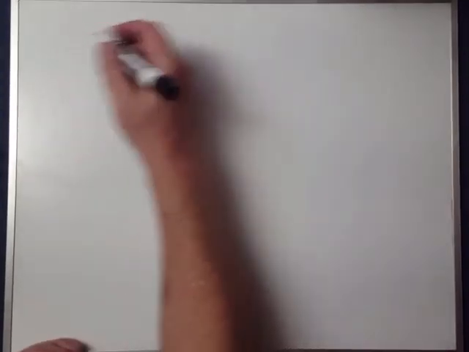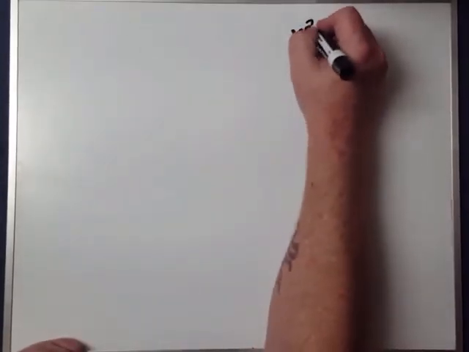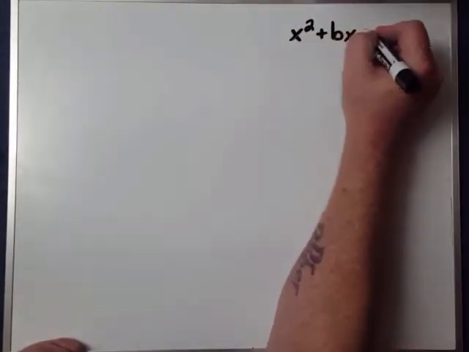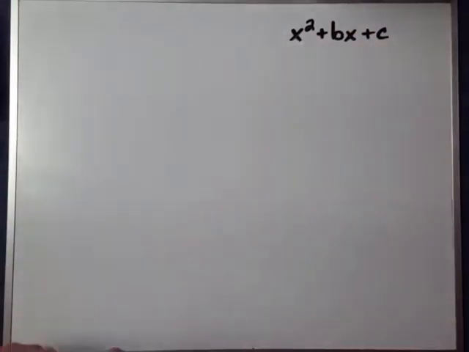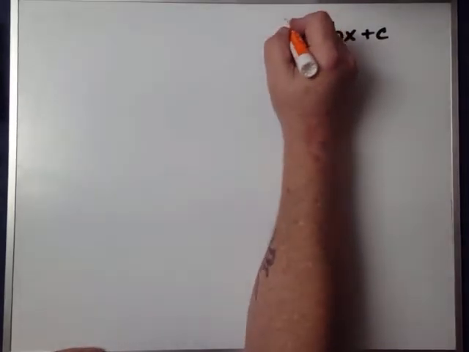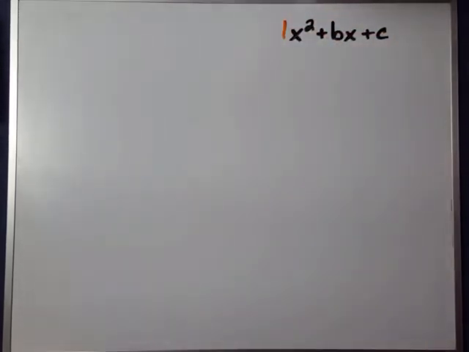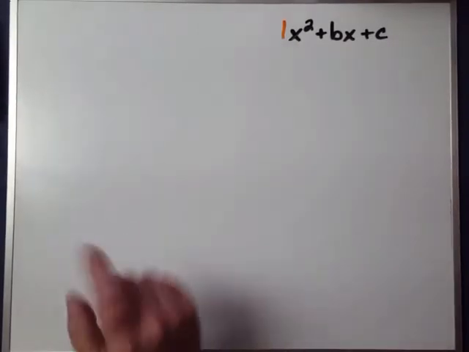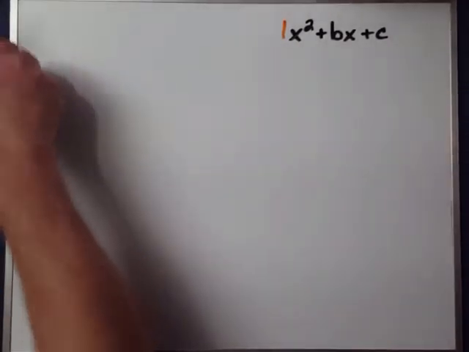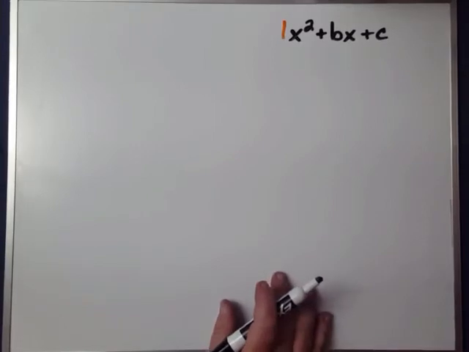But what we're looking at is trinomials of the form x squared plus bx plus c. In other words, the leading coefficient, the coefficient on this square term, is 1. In the next section, we're going to look at what happens when that's not 1. So these are the simpler trinomials to factor. Join me in the homework.